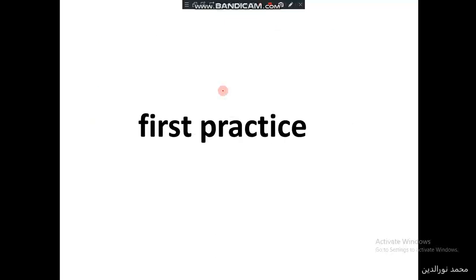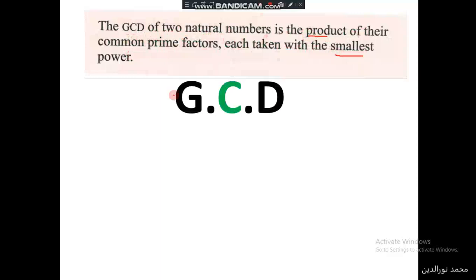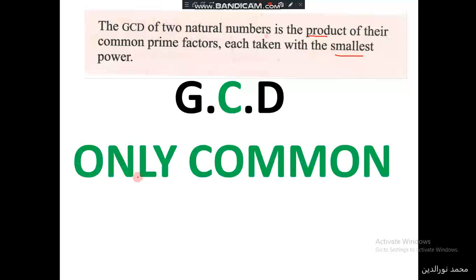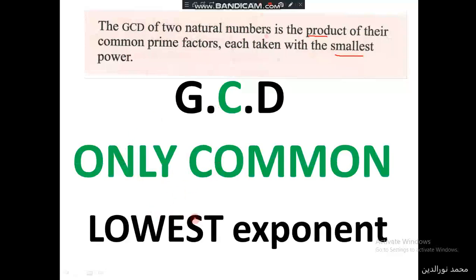So let's first do the first practice. What do we mean by GCD, or how to find the GCD? The GCD of two natural numbers is the product of their common prime factors, each taken with the smallest power. In other words, for the GCD we take only the common factors with the lowest exponent. Only common. As we see here, C stands for common.